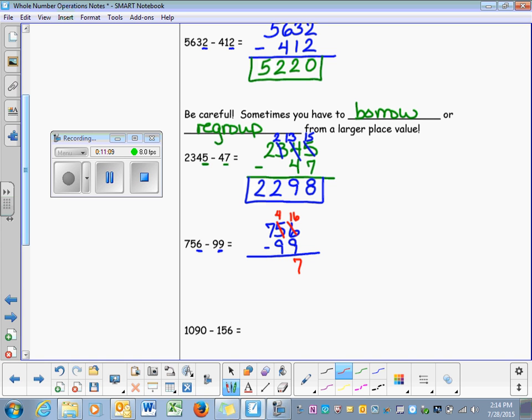4 minus 9, again, I'm going to have to regroup. Take 1 away from the 7 and add it to the tens place. 14 minus 9 is 5. 6 minus nothing is 6.